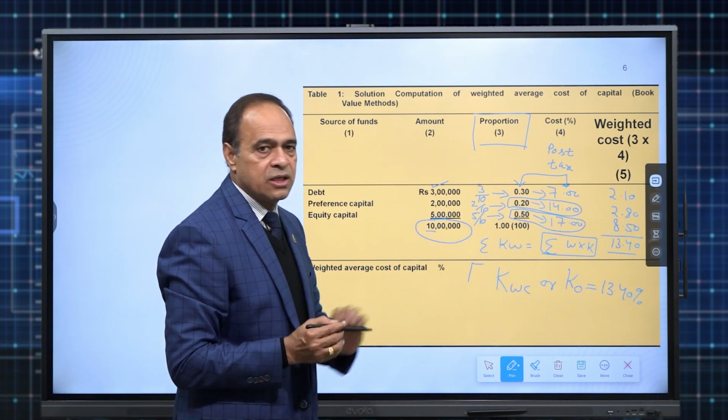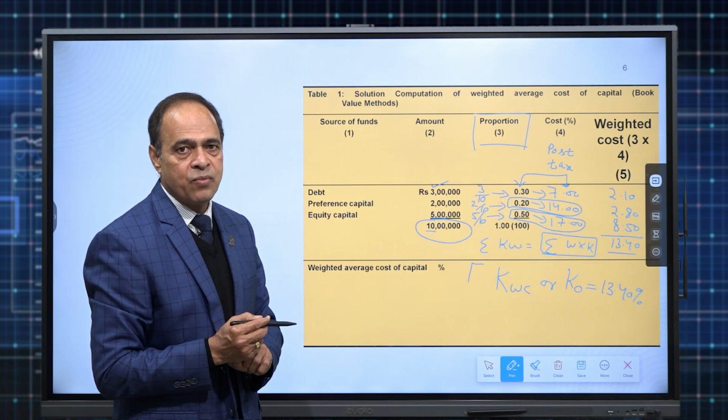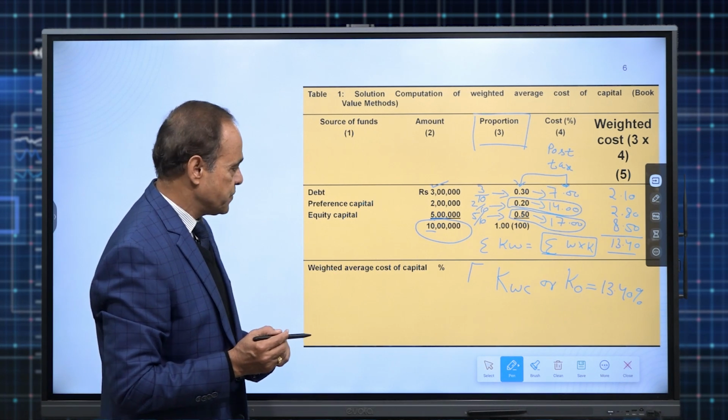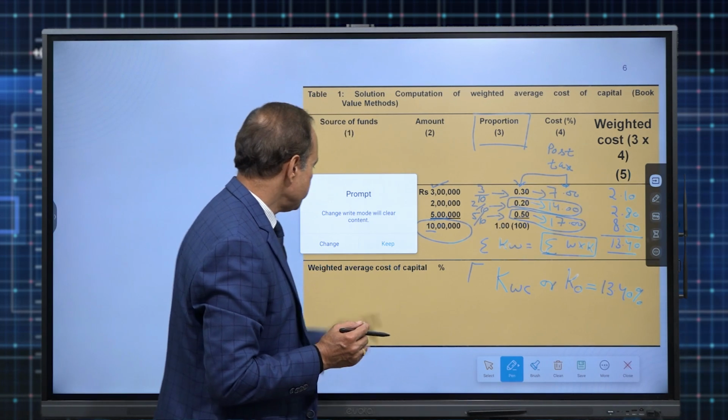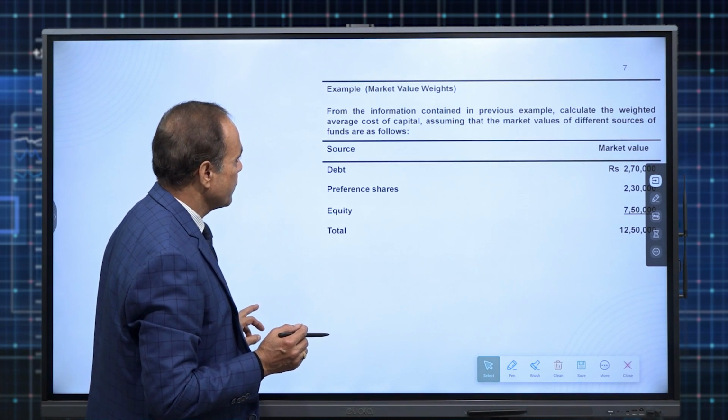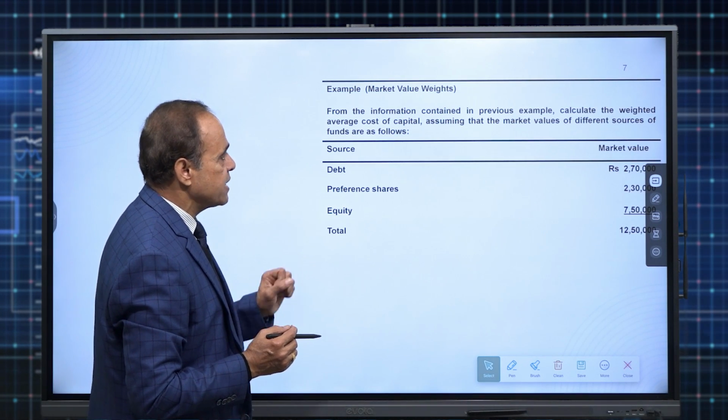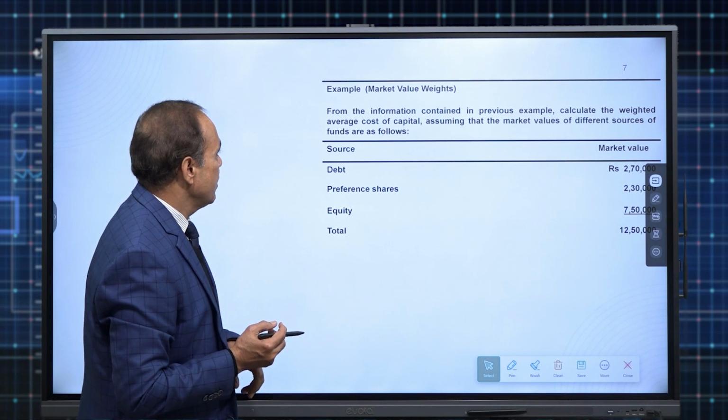Finally, you get the answer for the weighted average cost of capital. So that is the way we do it. So let us proceed further with the subsequent example. So now if we take the previous example, what is there?